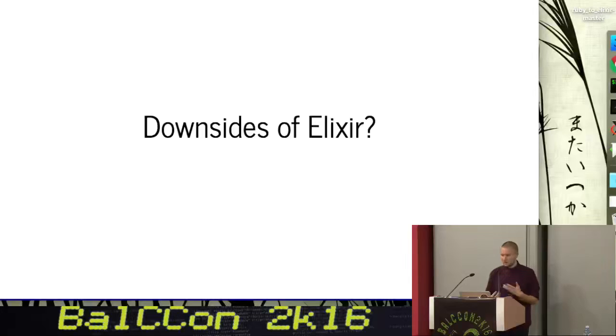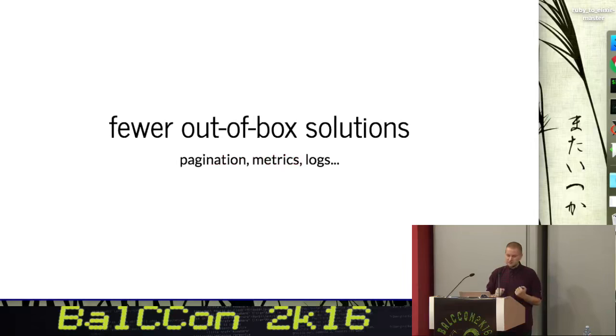And I have said a lot of good things about Elixir, but there are, of course, a lot of downsides. For example, with Ruby, you usually have a lot of out-of-the-box solutions. Of course, with Java, this is also true. So if I want to have pagination on one of my HTML pages, I just install something and it works. In Elixir, you usually have to hack it yourself or do it yourself.